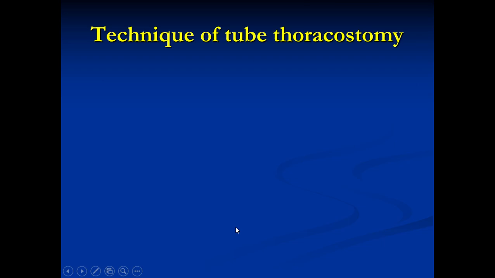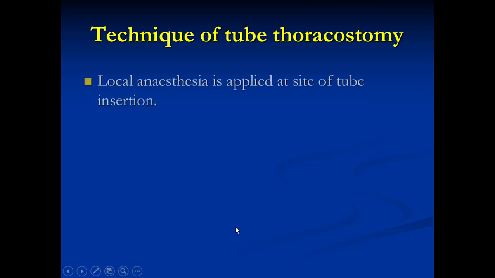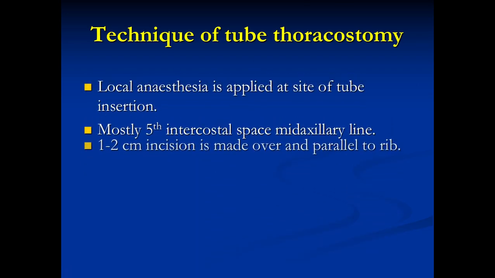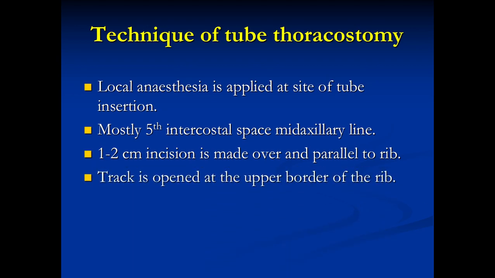Technique of the tube thoracostomy. First, it can be inserted under either local or general anesthesia, but usually we use local anesthesia in a hemodynamically stable patient. So local anesthesia is applied at the site of insertion, mostly the fifth intercostal space in the mid-axillary line.